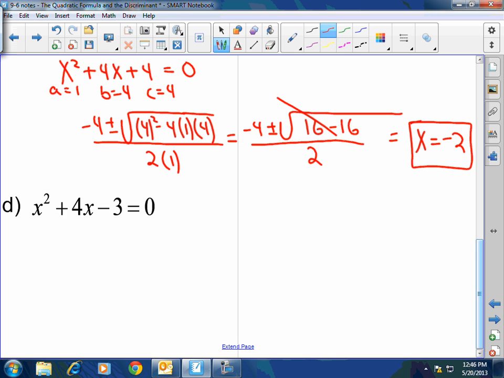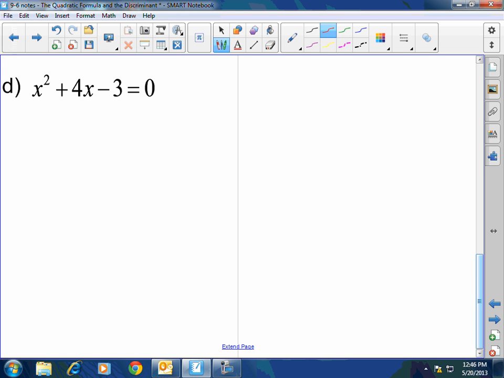Let's do one last one. Okay, I've got x squared plus 4x minus 3 equals 0. It's in trinomial form. Let's go ahead and label and solve using the quadratic formula. A equals 1. B equals 4. Sorry, that's a little bit of an ugly 4. And C equals negative 3.